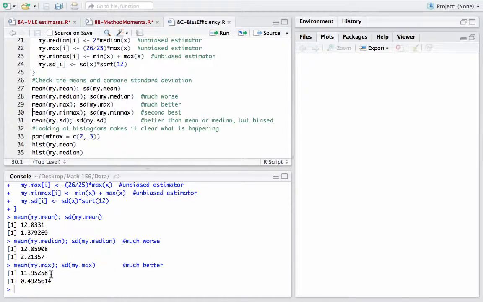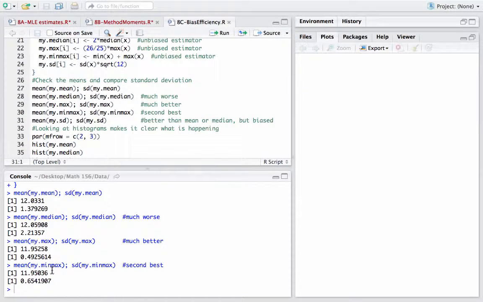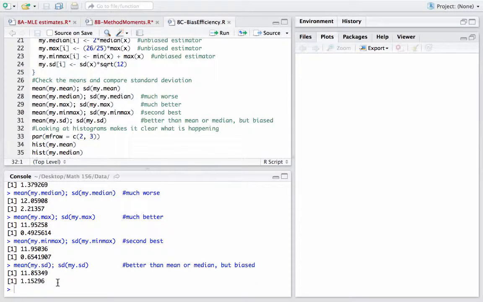The max we know is centered at the true value because we unbiased it, and the variance is much lower, so that's even better. And then the min plus max is also quite good, although its variance is a little higher. And our standard deviation does better than the mean or median, but we know it's biased. Let's see what's going on.